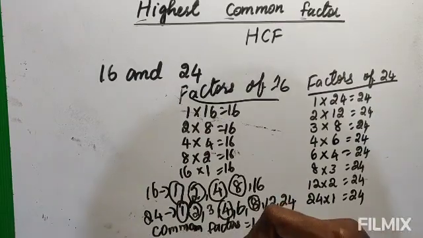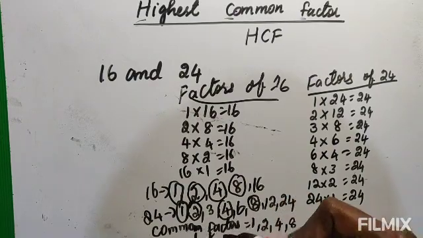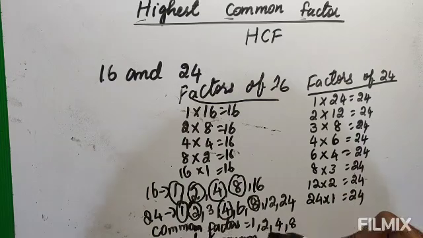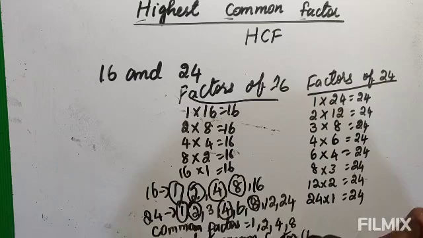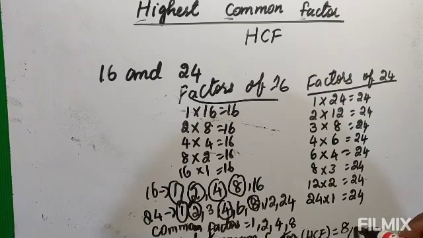Now write the highest common factor. In short form, you can write HCF. HCF equal to, in these common factors, which is the bigger one? 8 is the bigger one. So 8 is the highest common factor. Okay, this is what we have tried.